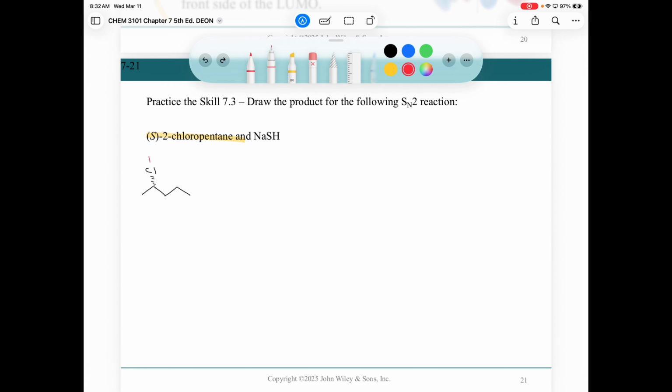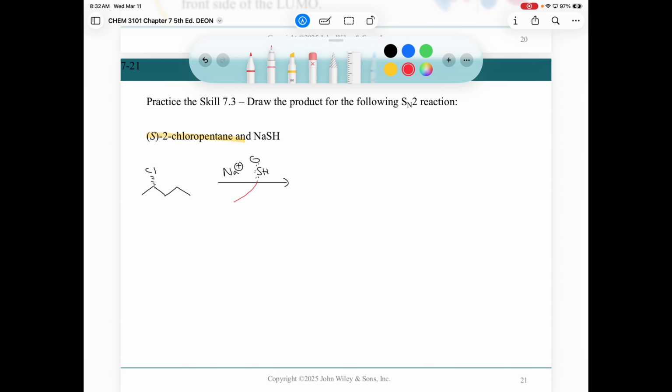So there we go. S-2-chloropentane, and we're going to react it with sodium bisulfide, so Na plus. I'm going to draw in all my electrons, right? Remember organic chemistry, focus on the electrons. So if this is an SN2 reaction, we have to draw the nucleophilic attack and the loss of leaving group occurring simultaneously, right? What's it going to look like?